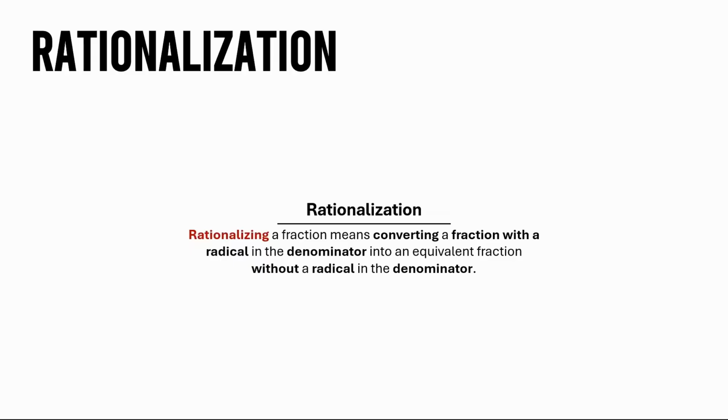Rationalizing a fraction means converting a fraction with a radical in the denominator into an equivalent fraction without a radical in the denominator. To do this, that is, to remove the radical from the denominator, we will have to multiply this fraction with another that has the same radical in both the numerator and the denominator.